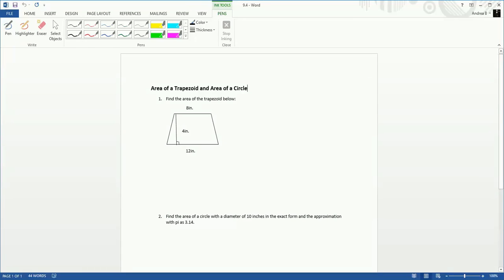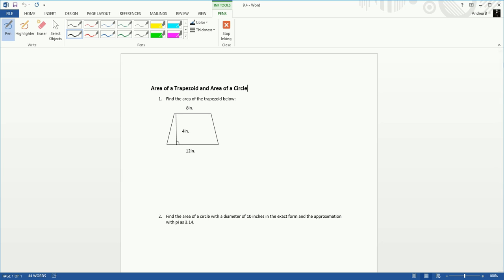Alright, for this one we have the area of a trapezoid and the area of a circle that we're going to work with. So to find the area of a trapezoid, in this case we have the top is 8 inches, the height here is 4 inches, and then 12 inches as the bottom base there.